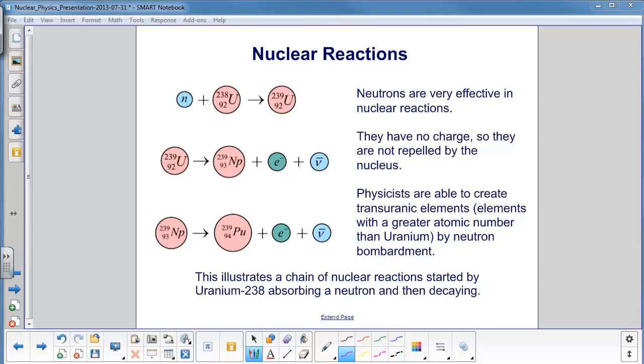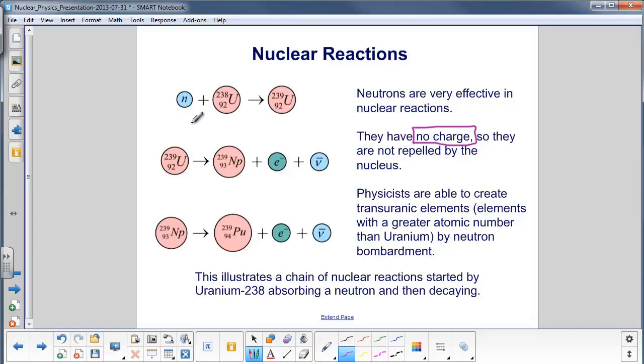Neutrons are very effective in nuclear reactions, and the main reason is right here. They have no charge, so they are not repelled by the nucleus. Had Rutherford done his gold foil experiment with neutrons, which of course they hadn't realized existed at that time, the neutron would not have bounced off the nucleus. It would have been hard to find the nucleus because a neutron could have gone right into the nucleus and been absorbed by it. Physicists have been able to create elements with greater atomic numbers than uranium, and these are only created in the lab. They do not exist naturally on the Earth, made by neutron bombardment.